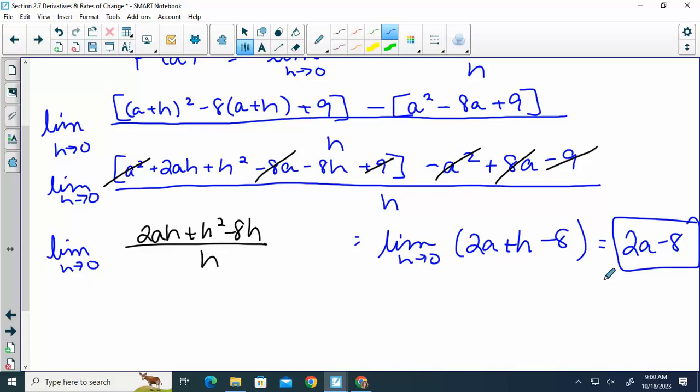Or if I said when x is 10, you can plug that in, you get 12. So then the slope of the tangent line when x is 10 is 12. Okay, so this is just kind of a formula that then we could plug in whatever value for a we wanted and get the actual derivative there. Questions on that problem?